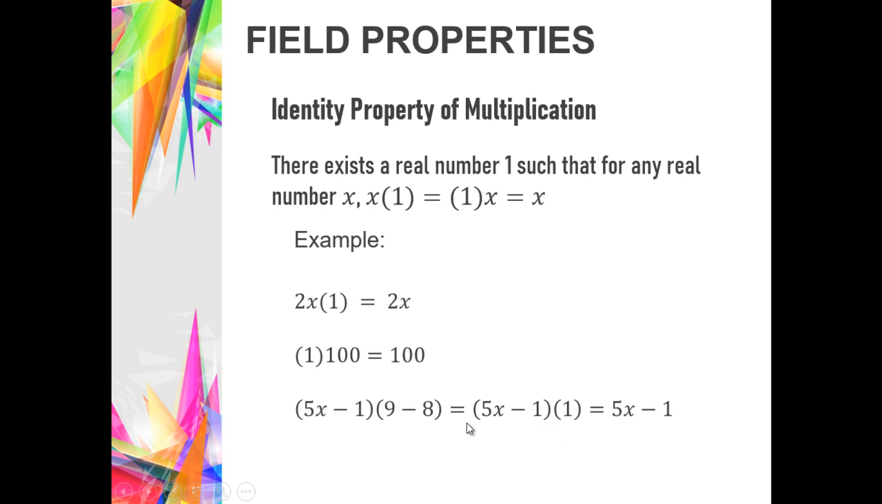So, therefore, kani si 5x minus 1, i-times na to sa 1, mao siya ang result, which is the identity of the number operated. Note, the multiplicative identity is 1.